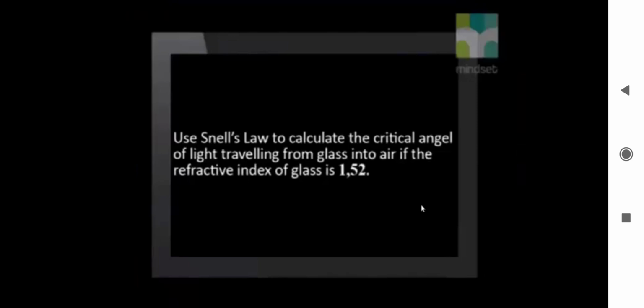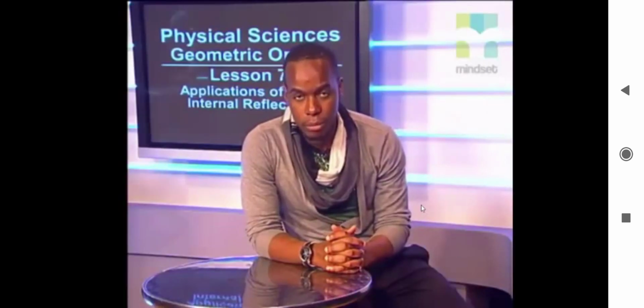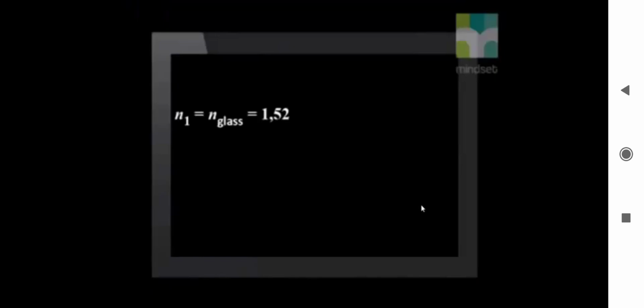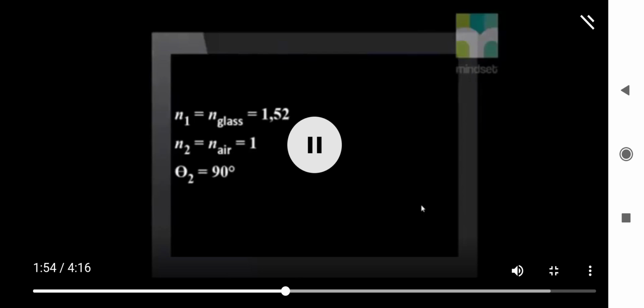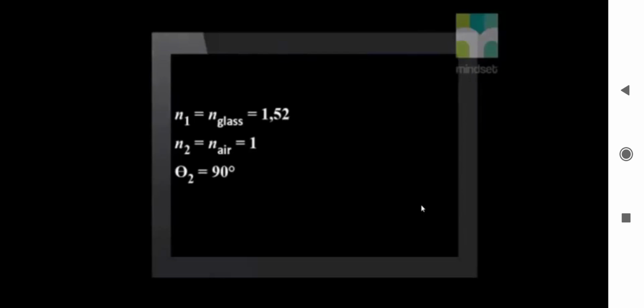Use Snell's law to calculate the critical angle of light traveling from glass into air if the refractive index of glass is 1,52. As always, let us list our variables. n1, which is the refractive index of the glass, is 1,52. n2 is the refractive index of air, which is 1. We know that theta 2 is the critical angle, and therefore 90 degrees.